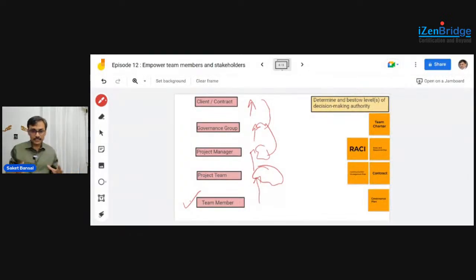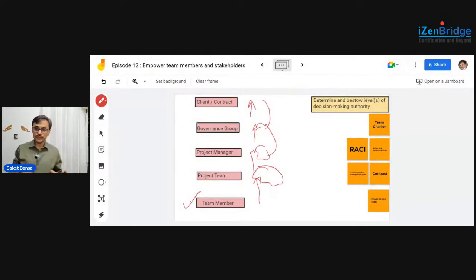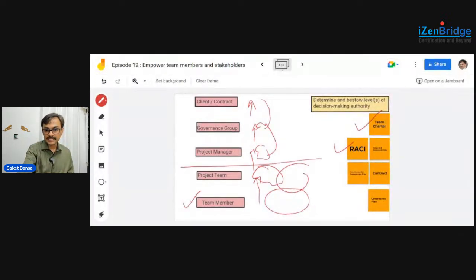So the idea here is we want to empower the team, we want to empower stakeholders in order to ensure right understanding and managing expectations with each other. And in order to do that, as a part of our working agreement, maybe documented in a team charter or maybe put into a RACI matrix or roles and responsibility or in a contract or maybe in a communication management plan or a governance plan, we need to have clarity on what decisions can be taken at a team level or a team member level. I wish maximum decisions can be taken at this level.